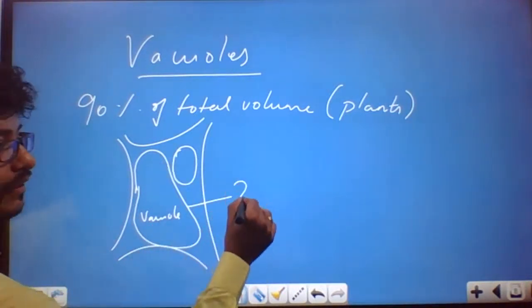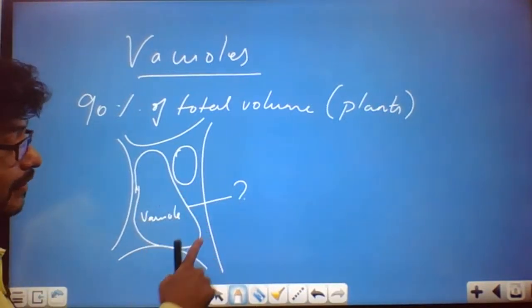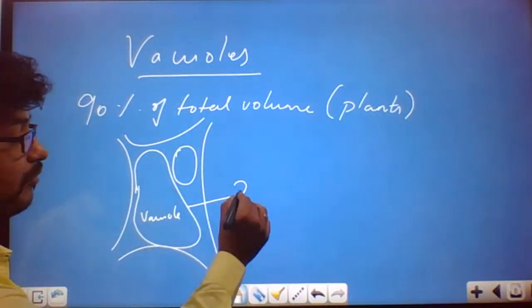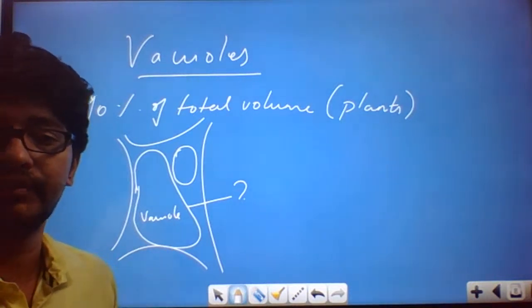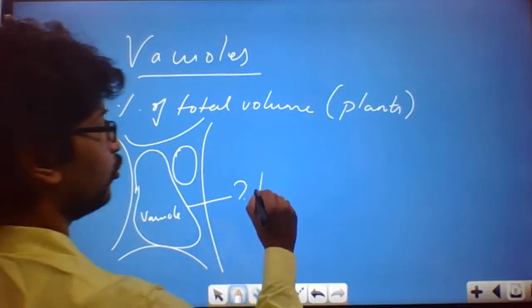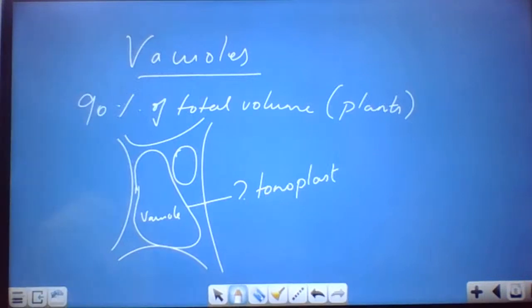What is the name of the layer? We even discussed it yesterday, right? The membrane which covers the vacuole, what is the name of this particular layer? We give a specific term for the membrane which covers the vacuole. It's called the tonoplast. The tonoplast is the membrane which covers the vacuole.